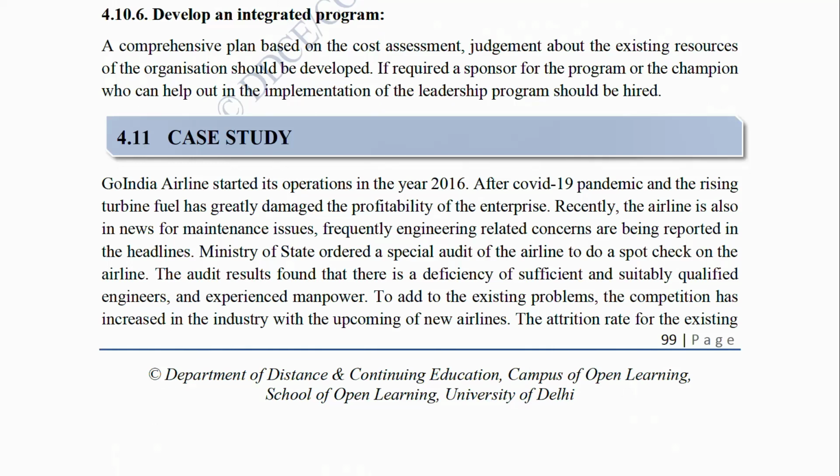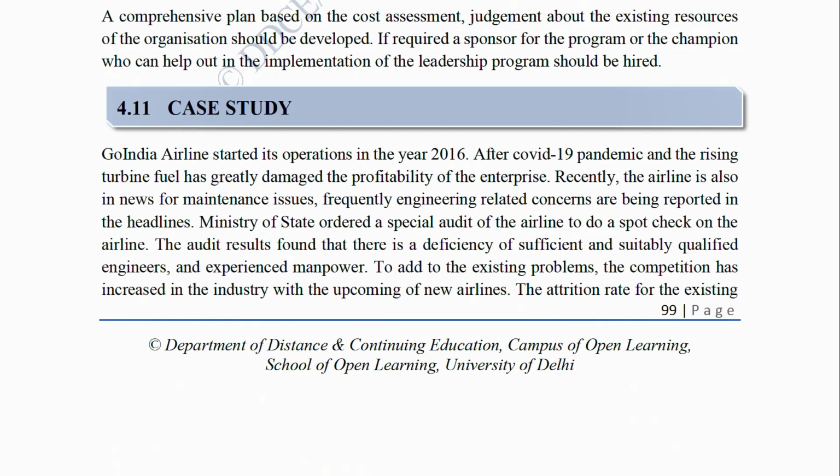4.11 Case Study. Go India Airlines started its operations in the year 2016. The COVID-19 pandemic and the rising turbine fuel prices have greatly damaged the profitability of the enterprise. Recently, the airline is also in the news for maintenance issues. Frequently, engineering-related concerns are being reported in the headlines. The Ministry of State ordered a special audit of the airline to do a spot check. The audit results found that there is a deficiency of sufficient and suitably qualified engineers and experienced manpower.